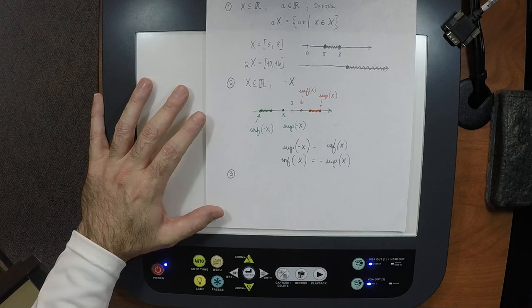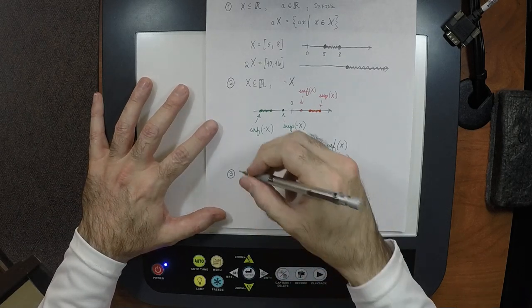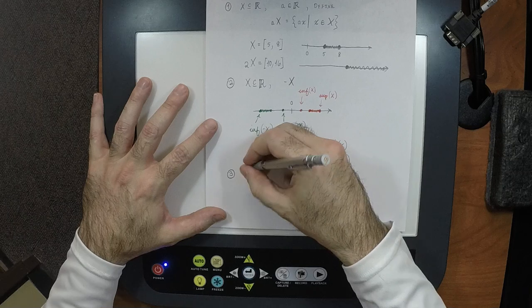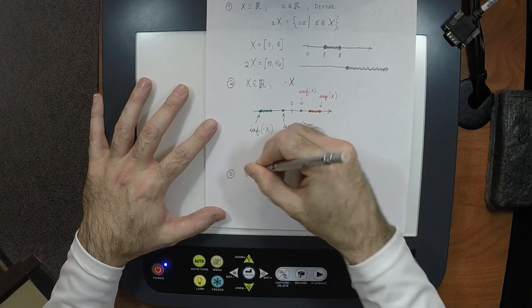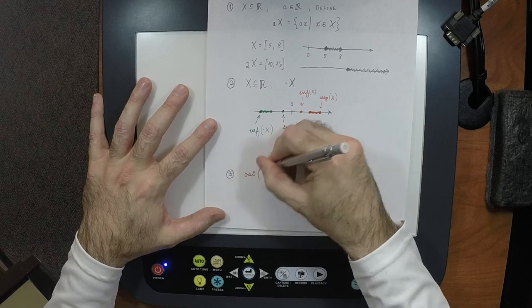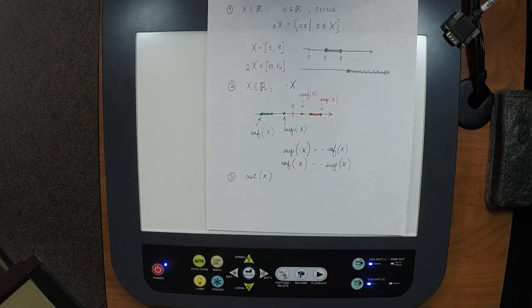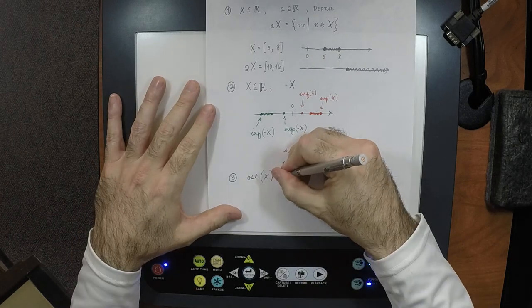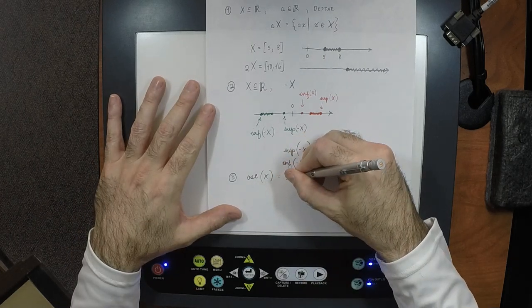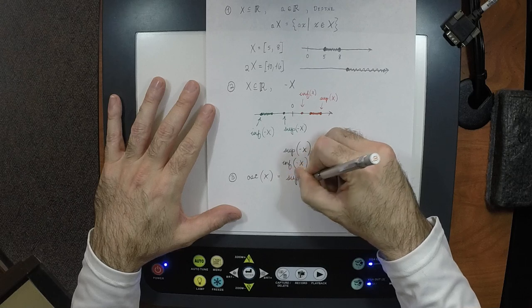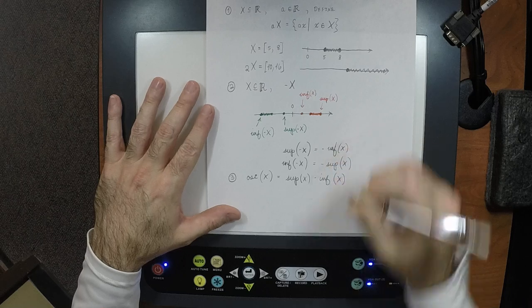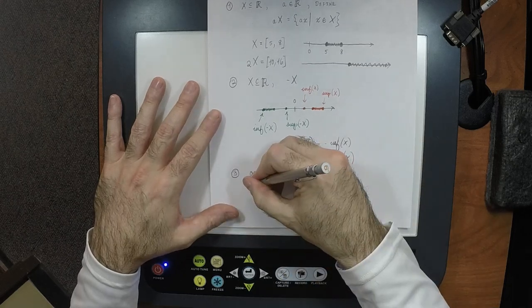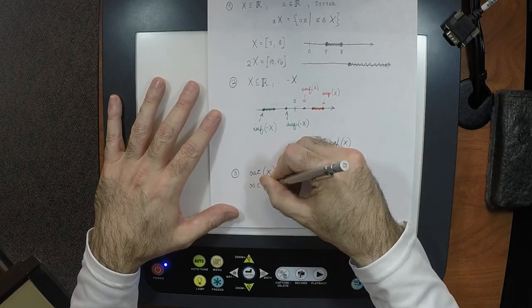Let's define in particular, what do I want to say? So the oscillation on a set X, can you remind me what this is? So the oscillation of X is what? Sup minus inf. So this is sup of X minus inf of X. Okay, in that case, what is the oscillation of negative X?